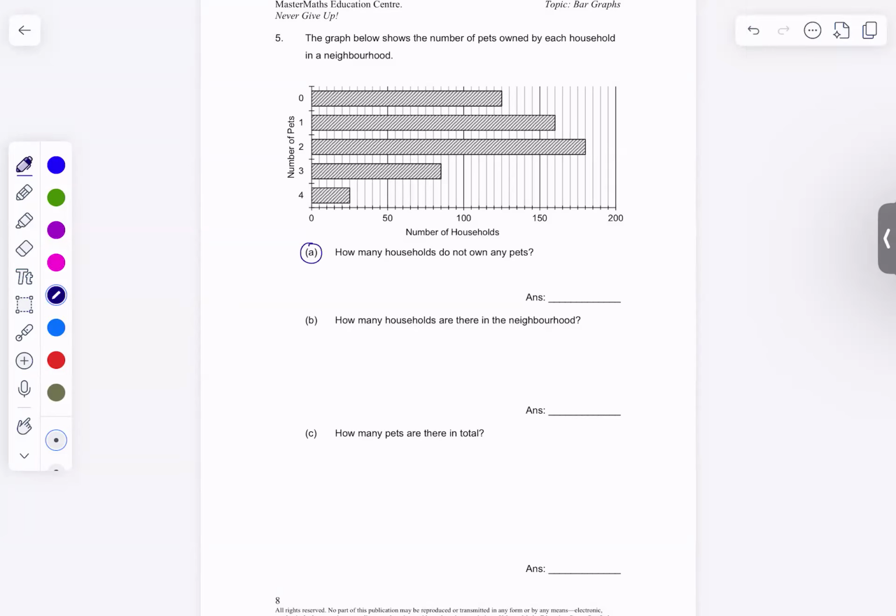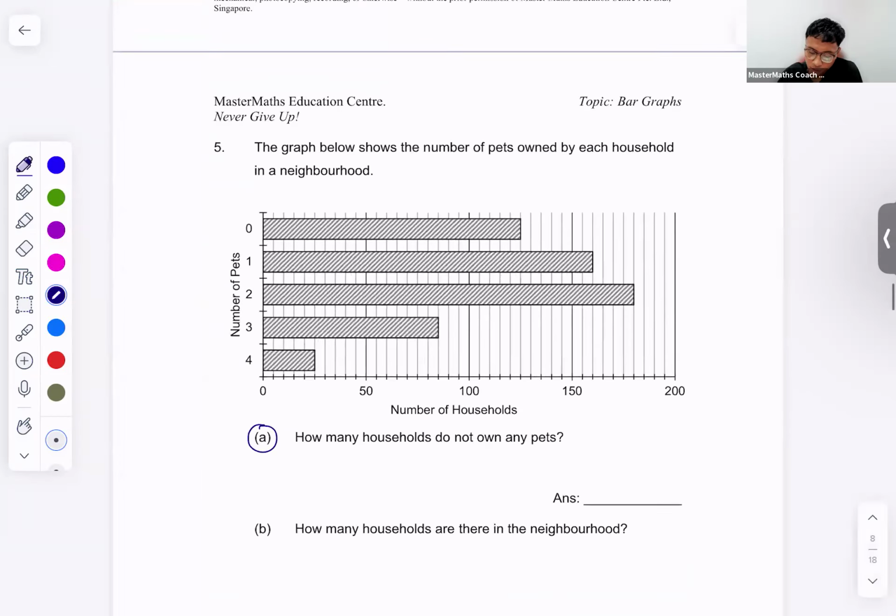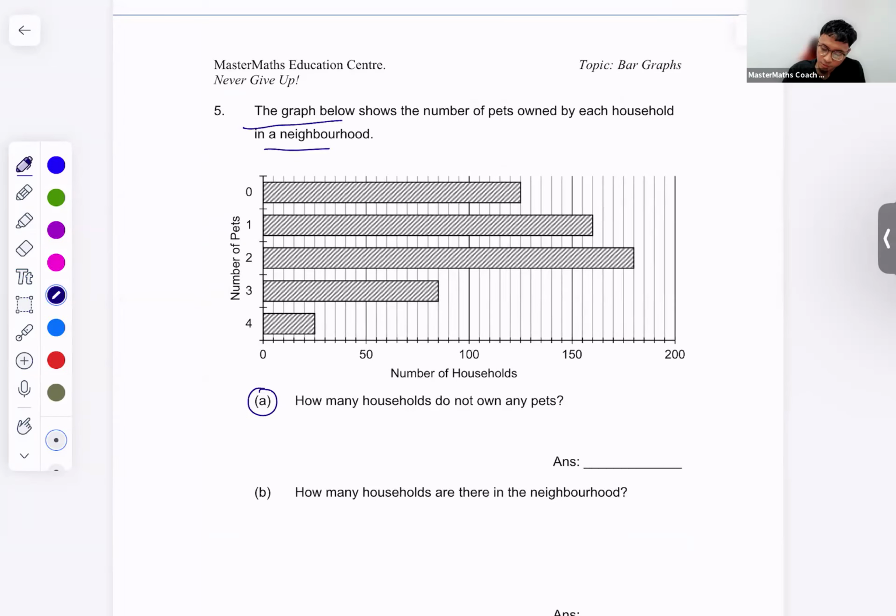Coach, I don't understand the question. Okay, no worries. Can you help me read the question from here all the way until the end? The graph below shows the number of pets owned by each household in a neighborhood. How about part A? How many households do not own any pet?